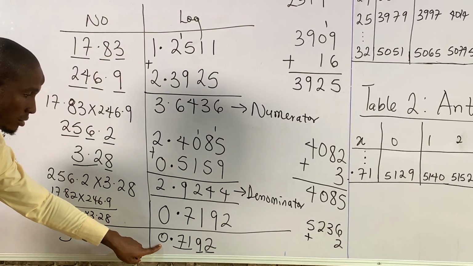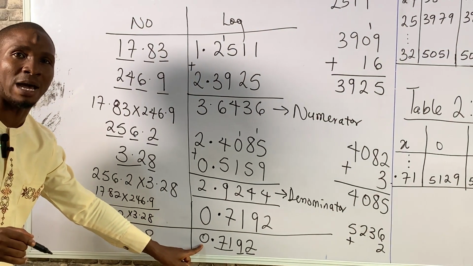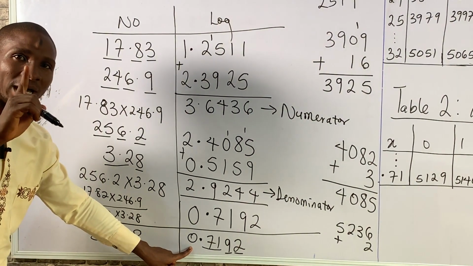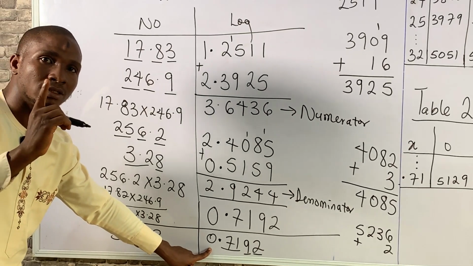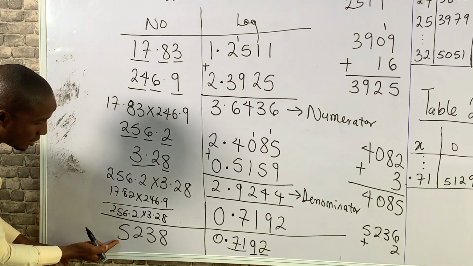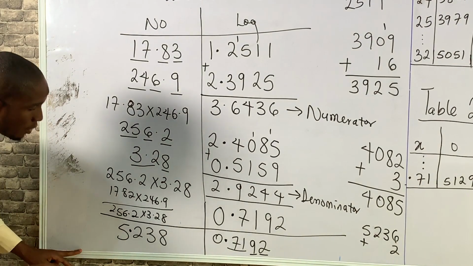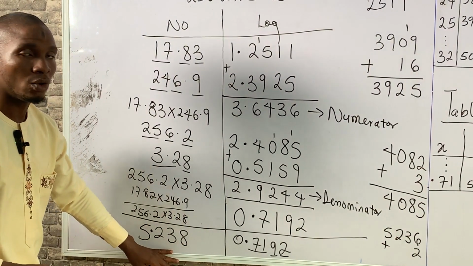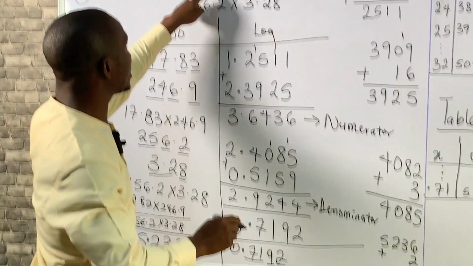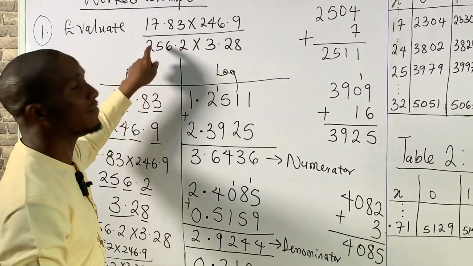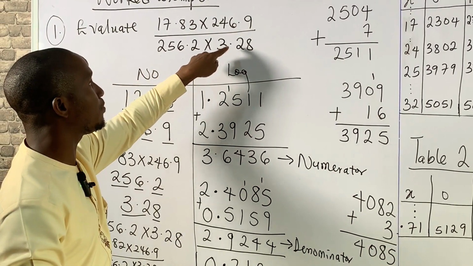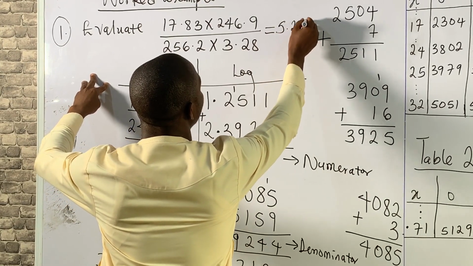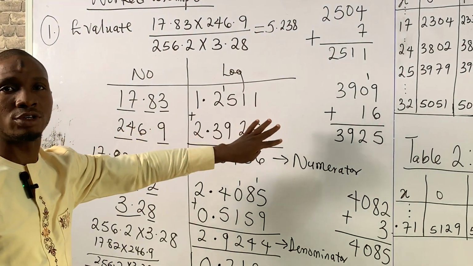Now, this 0 represents the position of the decimal point. Together, you add 1 to this 0, that will give us 1. It means you are going to have 1 decimal place after the first number, so you have your decimal point. That gives us 5.238. And that is our final answer. What that tells us is that 17.83 times 246.9 divided by 256.2 times 3.28 will give us 5.238 with the use of logarithm tables.